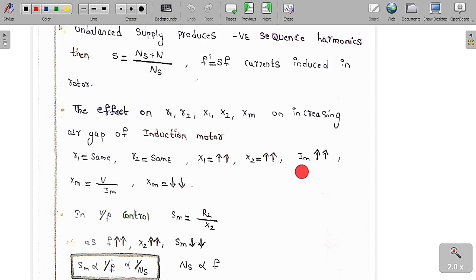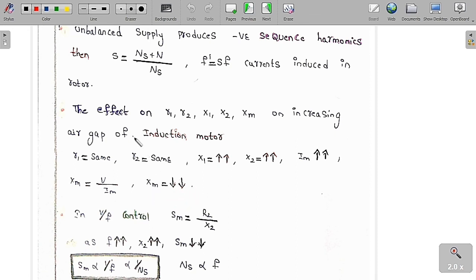Then Im is nothing but the magnetizing current. Whenever the air gap increases, the magnetizing current also increases. Then what is the value of Xm? Xm is equal to V by Im. As V is constant but I am increasing Im, Xm will reduce. So this is the point that you always need to remember.